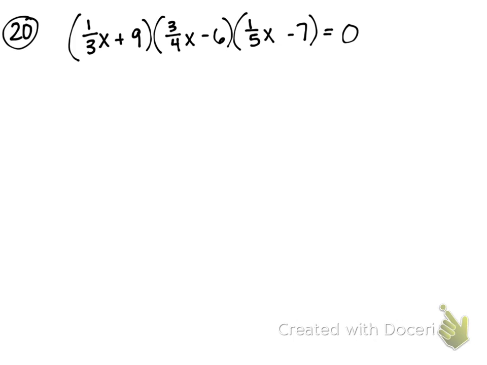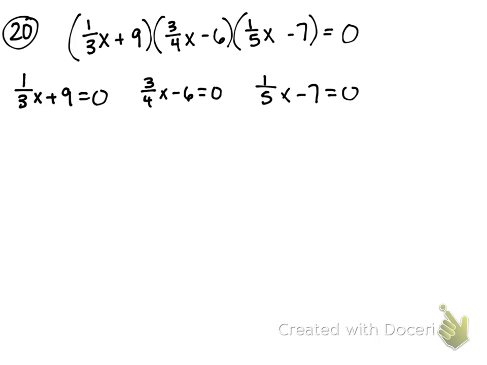First of all, how many x's do I have? 3. So how many answers am I going to have? 3. So we're going to do 1/3 x plus 9 equals 0. 3/4 x minus 6 equals 0. And 1/5 x minus 7 equals 0. So what am I going to do on the first problem? Subtract 9. 1/3 x is equal to negative 9. Then we multiply by the reciprocal. What's the reciprocal of 1/3? 3 over 1, or just 3. So x equals what? Negative 27.